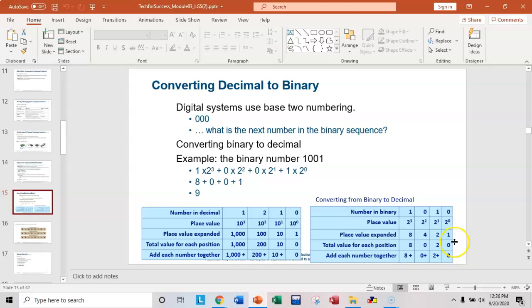Now, what's the value at each position? So you have a 0 here. Here you have a 2 times 1, which is 2. A 0 again in this place value. And 8 times 1, which is 8. Now add your 8 and 2 together, and you get 10. So the binary number 1010 is the same as 10 in decimal. And if you take a look at this example here, I have a slightly different example, 1001. You go through the same process again, right? And that's a 9 in decimal.